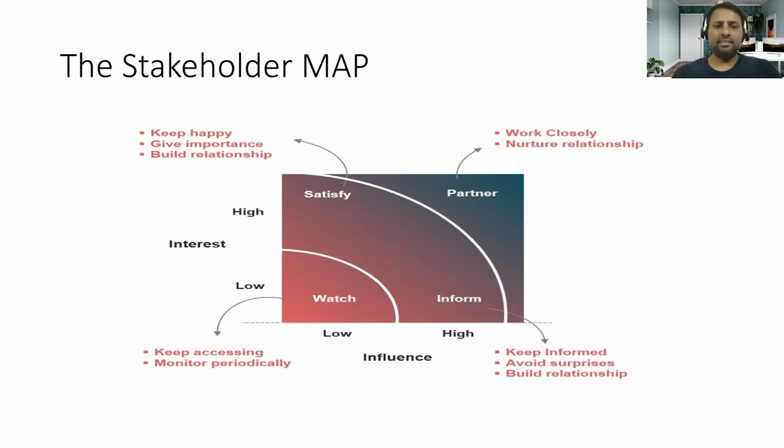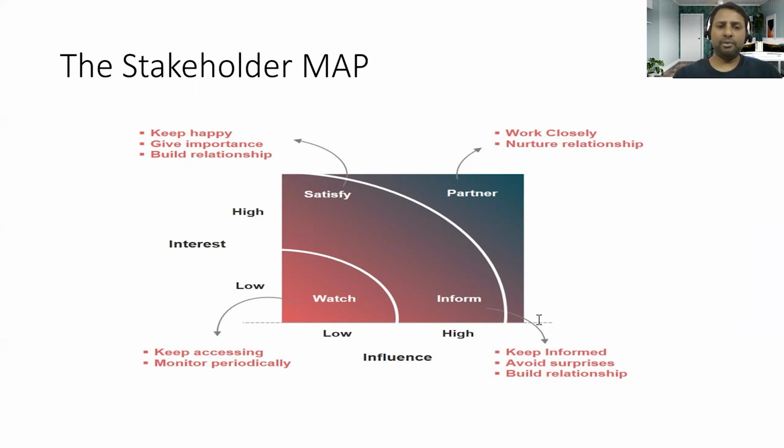On the x-axis you can see influence, and on the y-axis, interest. You have to identify how powerful they are in terms of influencing the product outcome, and the interest is how interested or disinterested they are in the product outcome. Based on where the stakeholder gets mapped against these two dimensions, you can create a strategy for engagement.